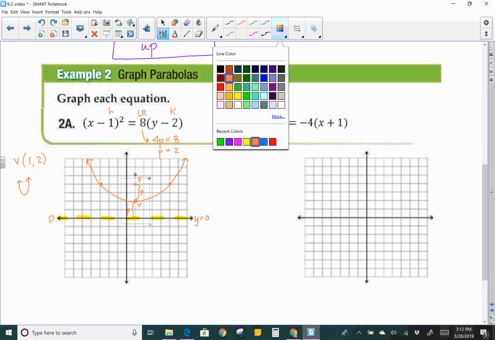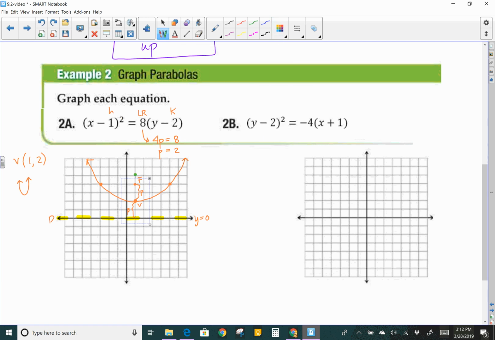Okay, let's go do another one. We have y minus 2 quantity squared equals negative 4 times x plus 1. So the first thing I'm going to do is find my vertex. Vertex is hk. Now, I have a y squared, which means my parabola is going to open left or right. And since it's negative, I know that it's going to open to the left. Okay? So, from here, I'm going to go plot negative 1, 2.